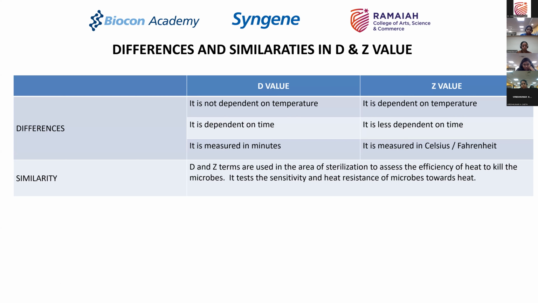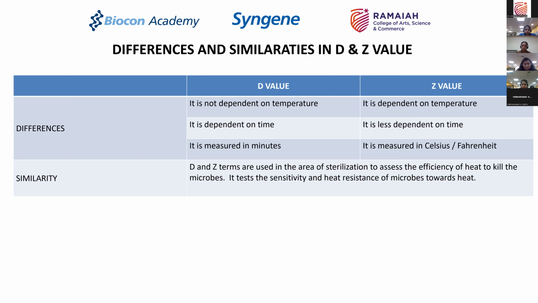What is the difference and similarity in D value and Z value? D value is not necessarily dependent on a temperature, because you are fixing the temperature and then arriving at the log reduction. In a Z value, you need to know what is the delta of temperature that you have gone so that you arrive at a Z value. D value is defined at a particular temperature and it is dependent on time. It is measured in minutes. In Z value, you are varying the temperature, and you are measuring that in Celsius. So Z value is always expressed in degrees Celsius. D value is always expressed in minutes. Remember this as a major difference.